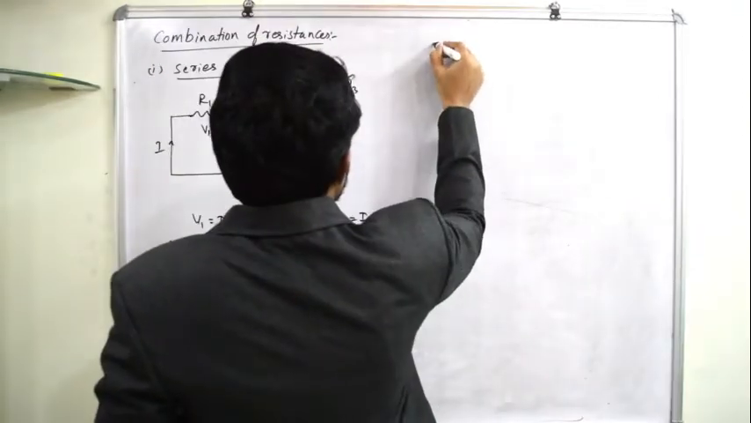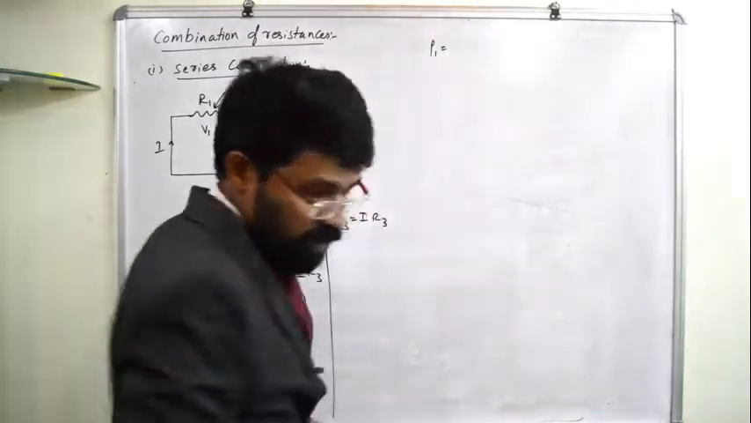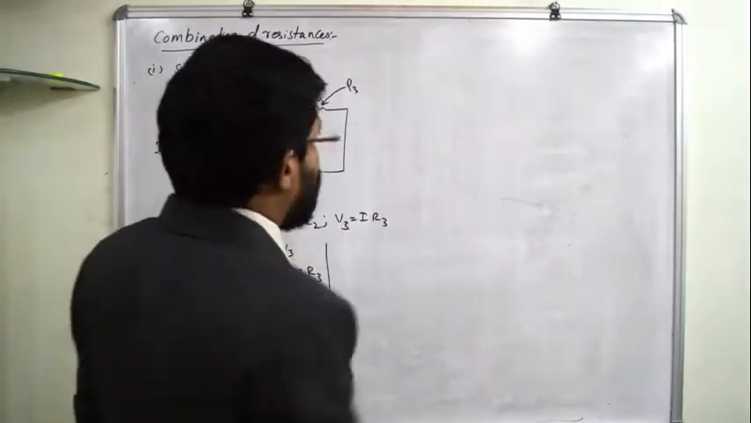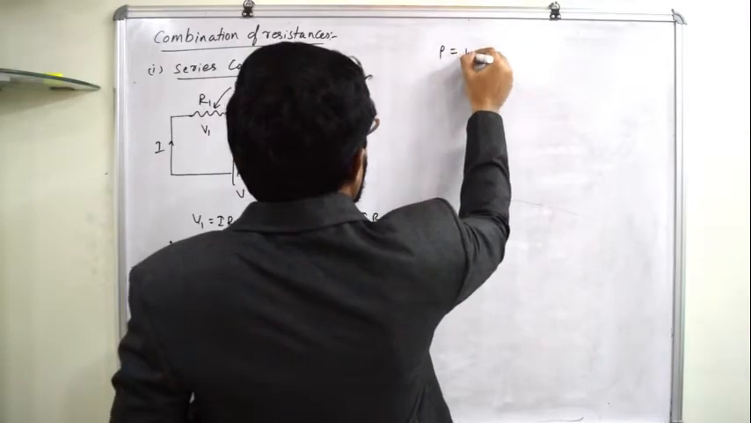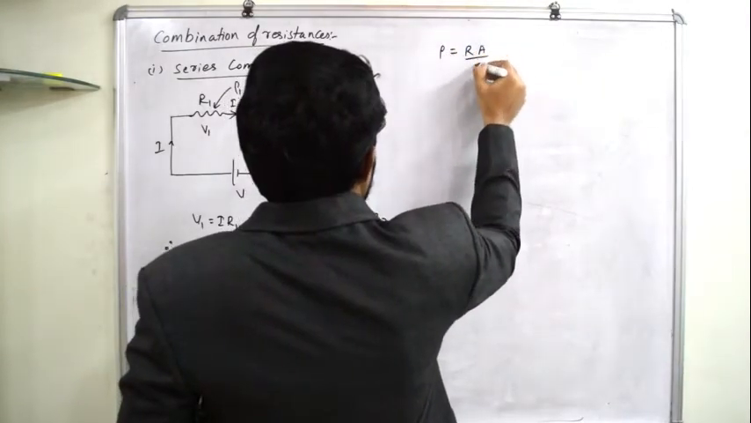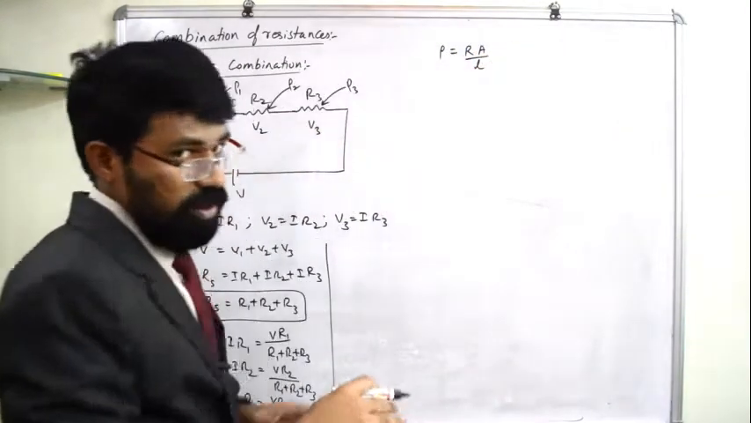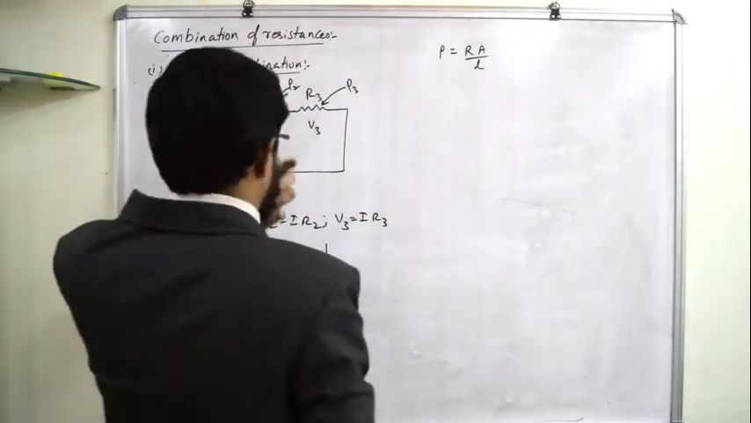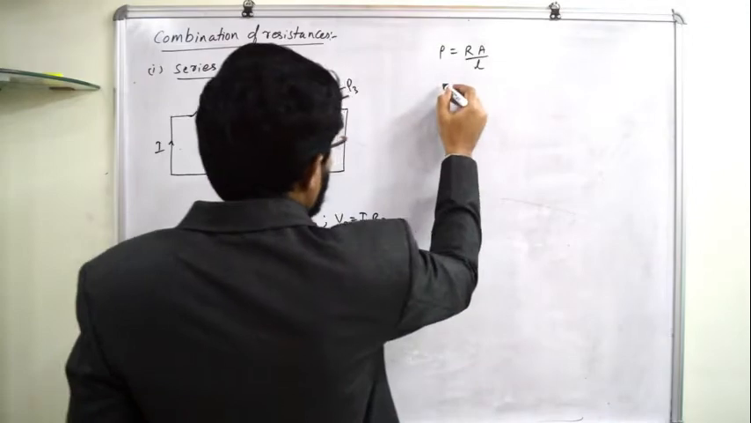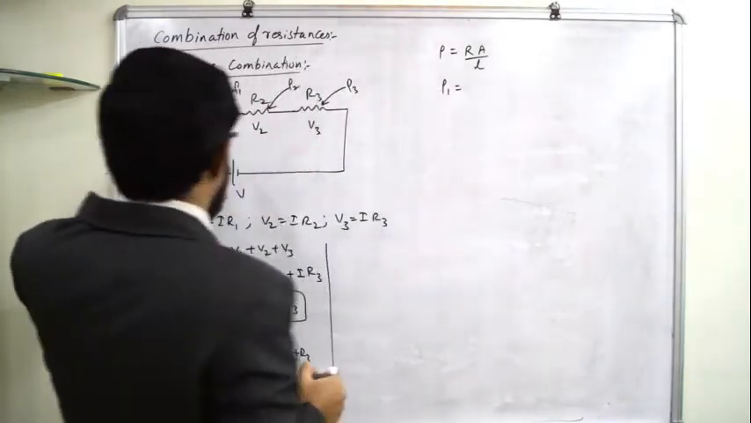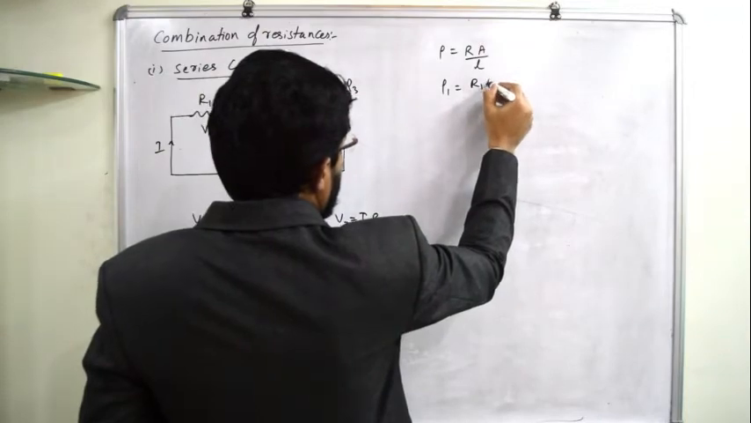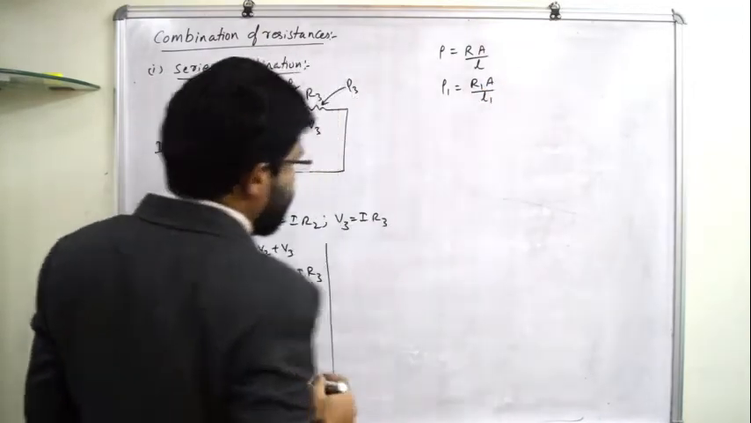See, what is rho 1? Let me write first what rho is. Rho is equal to R into A by L. In fact, R is equal to rho into L by A, so from there I shuffled the equation and I have written the equation for rho. Now, if I want the expression for rho 1, the resistivity of the first resistance, rho 1 can be written as R1 into A by L1.